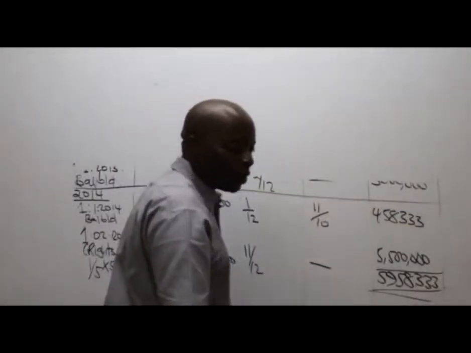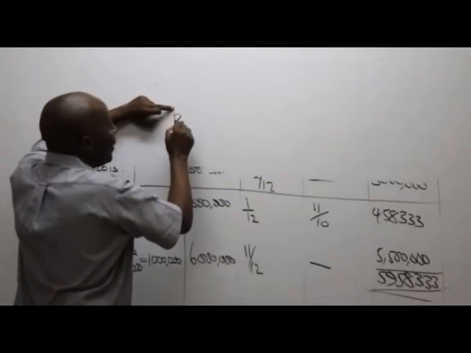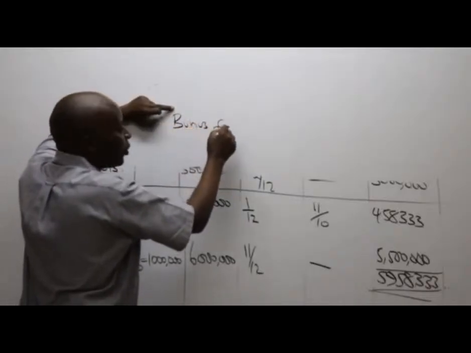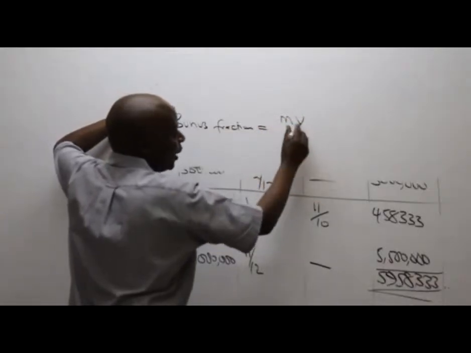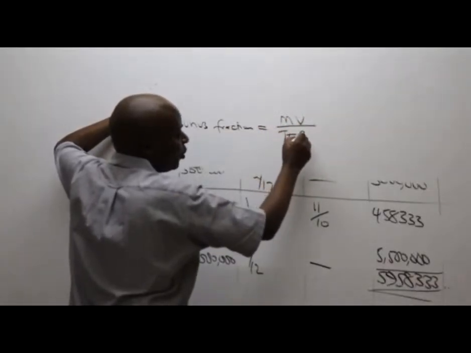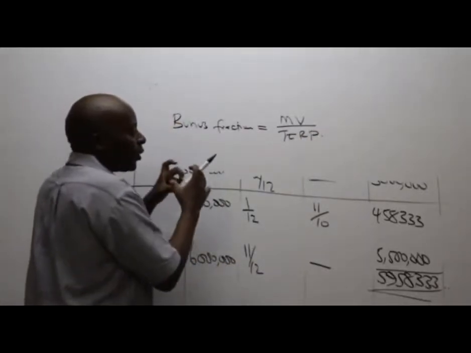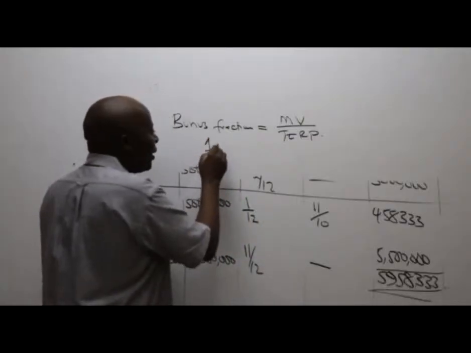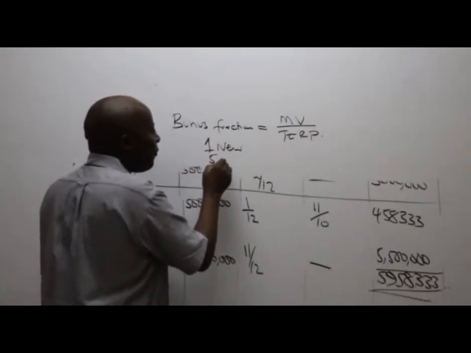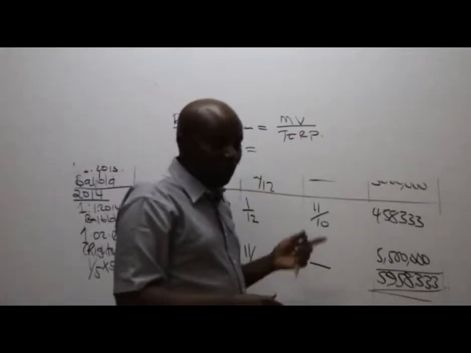Hiyo fraction tumetoa wapi? Hii fraction tunaita bonus ama rights fraction, bonus fraction. What we've done is to take the market value before the rights divided by what we call the theoretical ex-rights price. And remember, to get the theoretical ex-rights price is very easy. Like here they have told us it is 1 new for every 5 old shares.